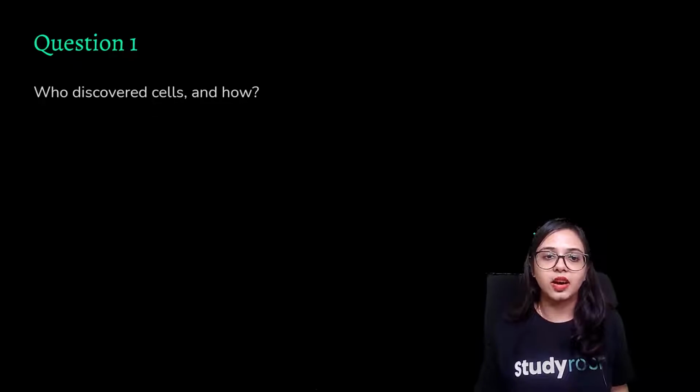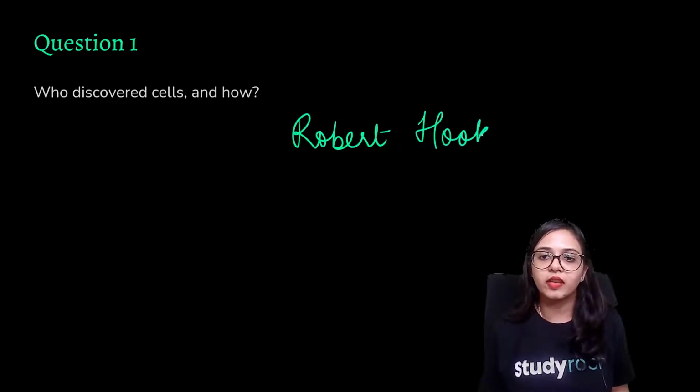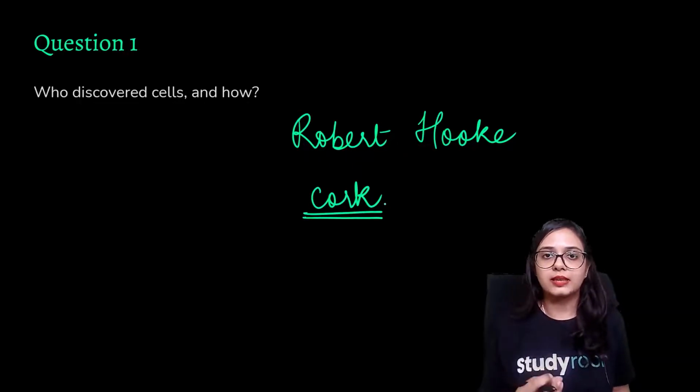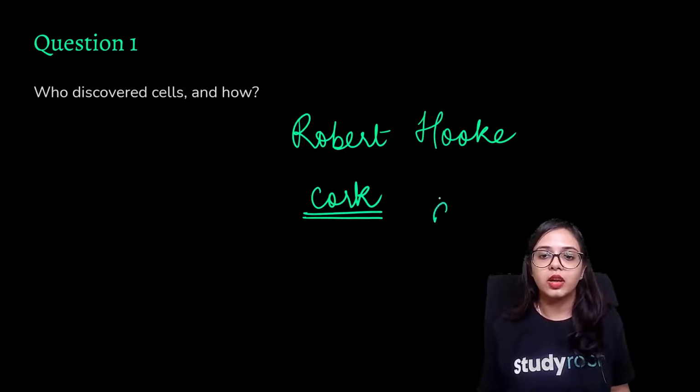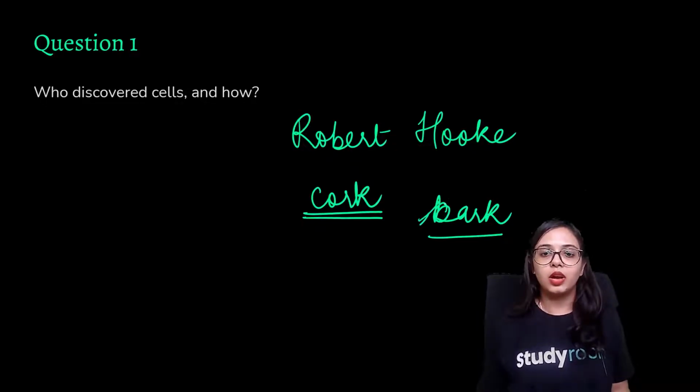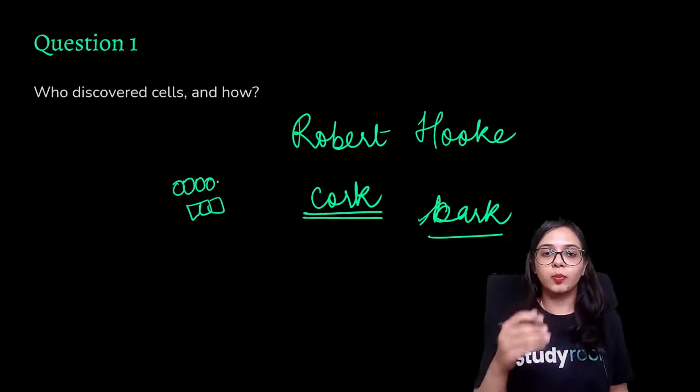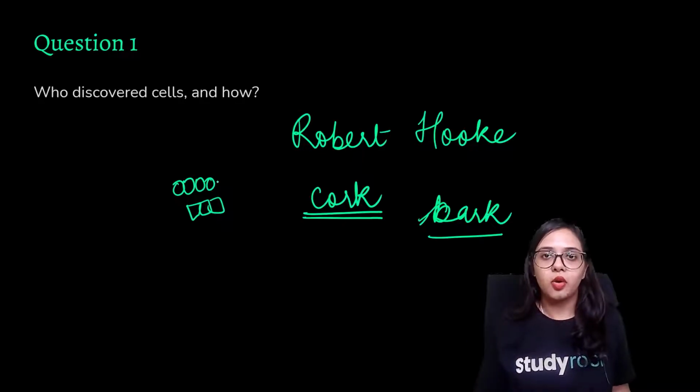Who discovered cells and how? We have just seen that Robert Hooke, the English scientist, discovered the cell. How did he discover it? He discovered the cell when he was examining a group of cork cells, that is the dead cells of the tree, which we also call the bark. He was examining that under the microscope, and that is how he came to know that there are tiny pore-like structures, small cell-like structures, that make up the whole structure of that cork.